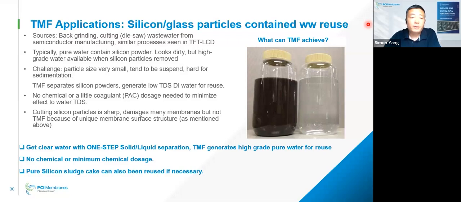Hollow fiber UF is not feasible due to the hard and sharp particle character. And a settling tank can't help either, because the tiny silicon particles tend to suspend in water instead of sedimenting. So as a unique total solution, TMF can be chosen as the key filtration process. The special membrane structure and properties make it possible to get outstanding filtrate quality in a greatly simplified treatment process.